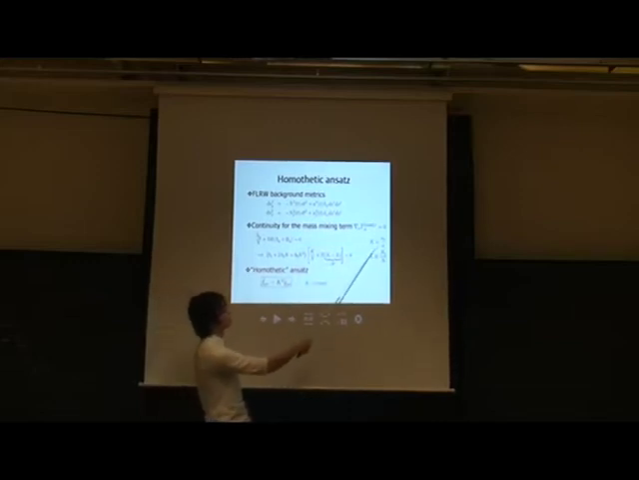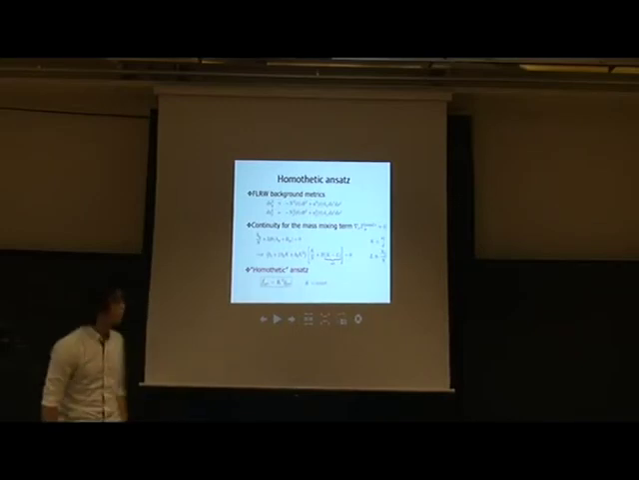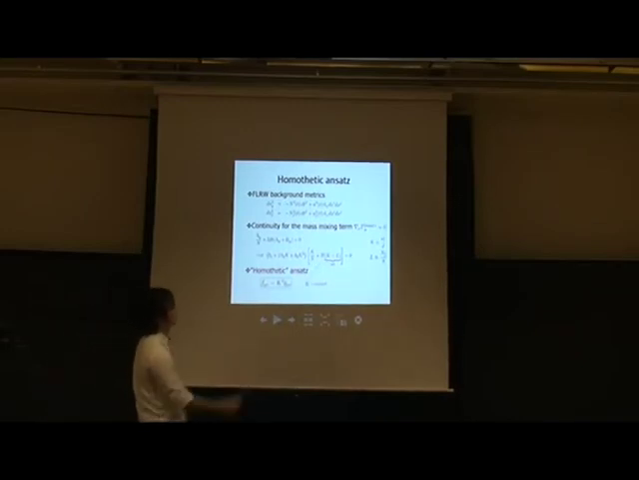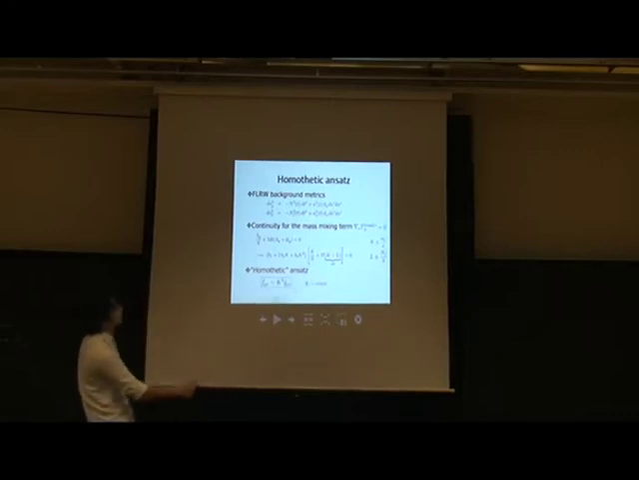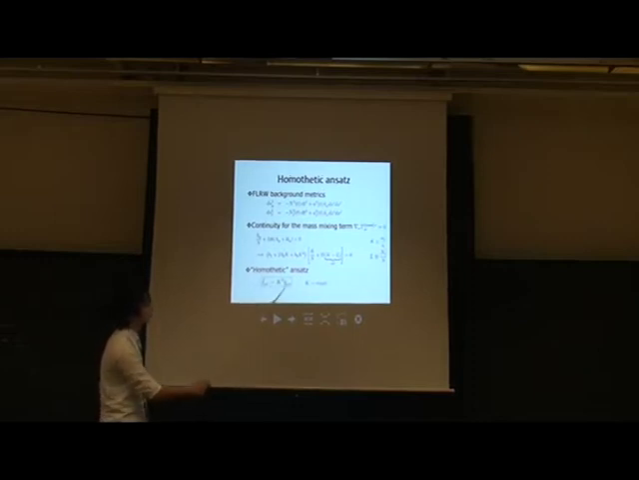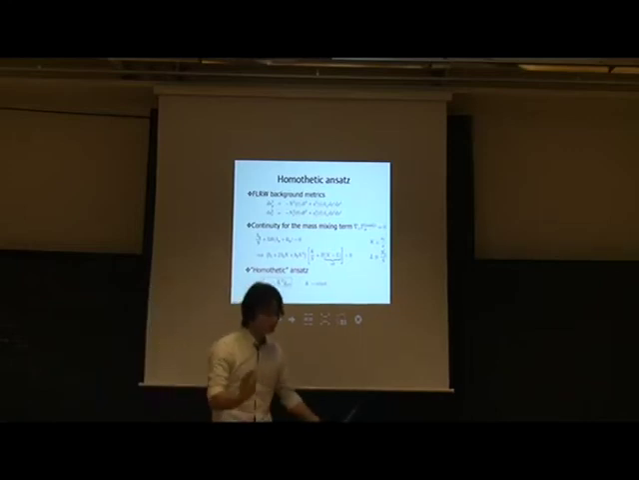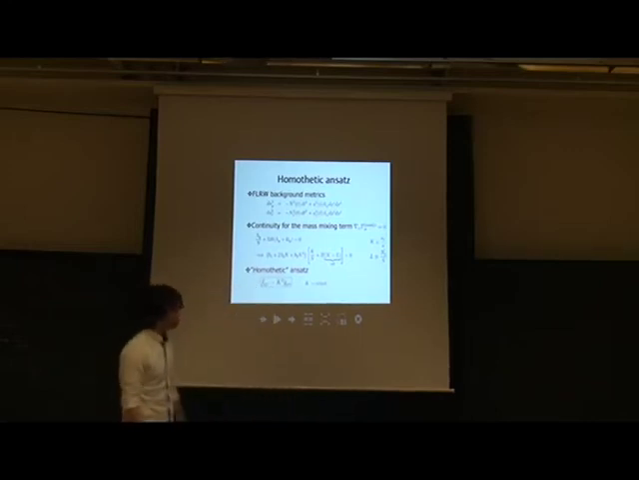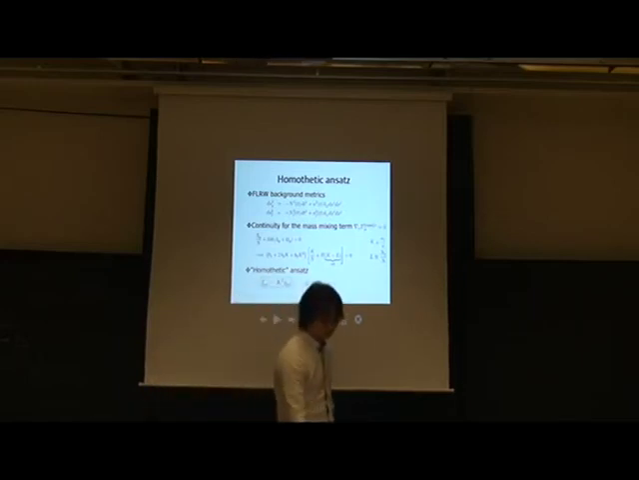K is the ratio between the scale factors, and L is the ratio between the lapse functions. So if you set this to be zero, that means K dot has to be zero. It is essentially forcing the background fiducial metric to be proportional to the physical background metric with a constant proportionality. This is just an ansatz, and it actually simplifies the calculation a lot.